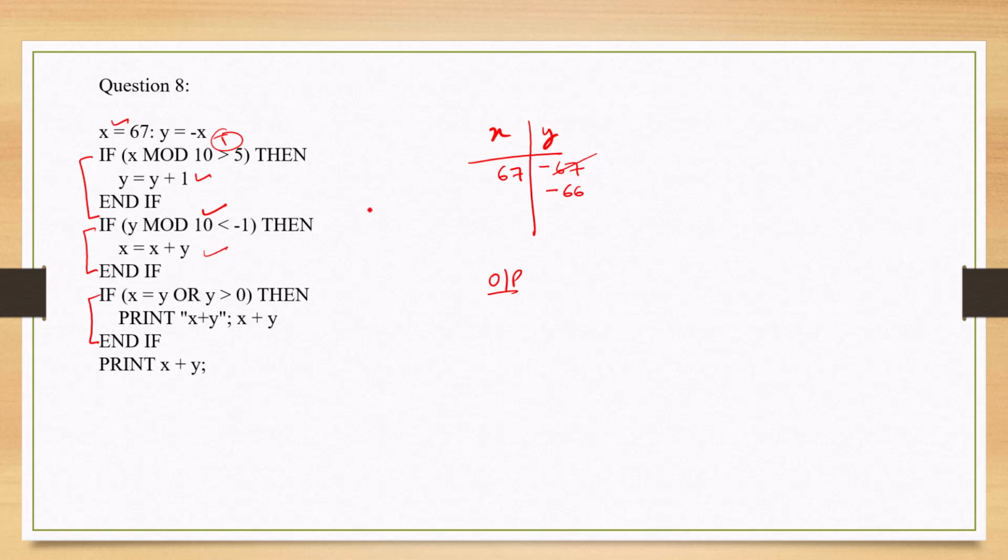So x will be x plus y. 67 minus 66, that's going to be 1. Next condition, if x is equal to y, that cannot be. Y greater than 0, again cannot be. So leave this part. Just print x plus y. So 1 minus 66 going to be minus 65.